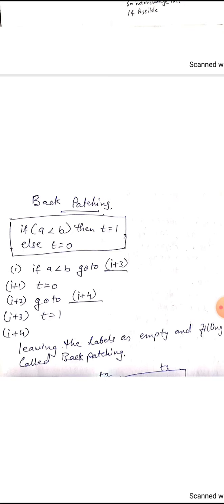So if this condition is not satisfied, it will go to the I plus 1 statement, which is t equal to 0. But if I don't write a goto jump statement there, then t equal to 0 is executed, and then t equal to 1 would also be executed. So we need to bypass that t equal to 1 statement at I plus 3, and that's why at instruction number I plus 2 we are saying go to I plus 4, so that the I plus 3 statement is bypassed. This I plus 4 and I plus 3 we are going to put in a little later, and this concept is known as backpatching.